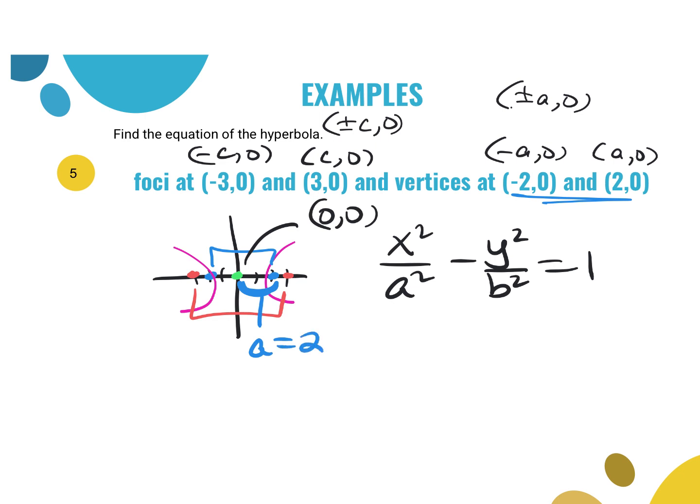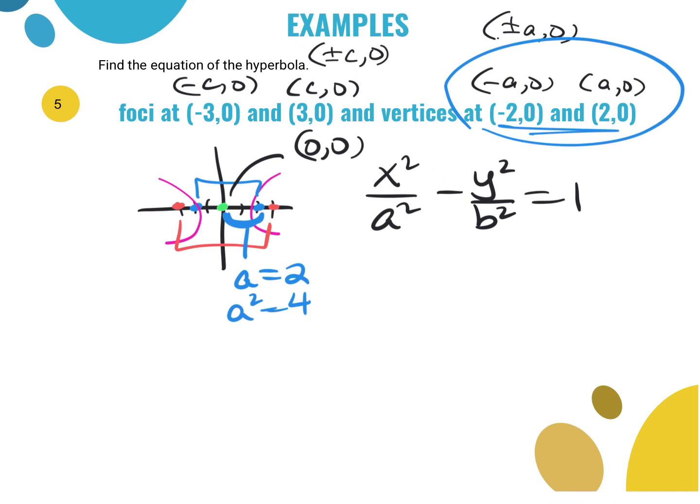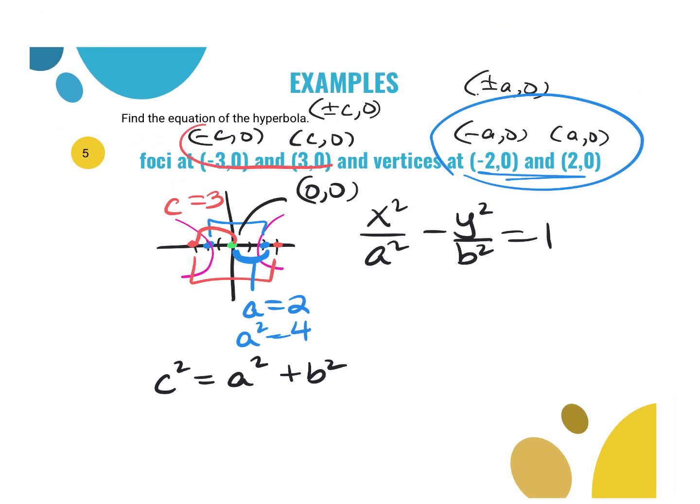So my a value is 2, so a squared is 4. I could have also found my a value from the vertex ordered pair. So now I need to find b squared, and I'm going to use the formula c squared equals a squared plus b squared. I can also get my c value, and remember the c value is the distance from the center to the focus. And I can see that that's 3. I could have also gotten it from the original ordered pairs. So my c value is 3, so c squared is 9.